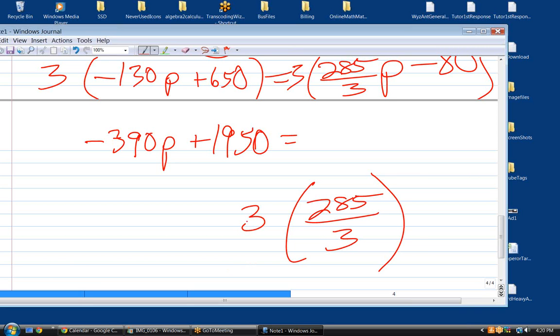You're going to want to simplify this 3 divided by that 3. Okay? In other words, when I write 3 times that fraction, it's the same thing as saying 3 times 285 divided by 3. And now I can divide the top and the bottom by 3, changing it to a 1, 1. Now I don't need a calculator. That's 285.